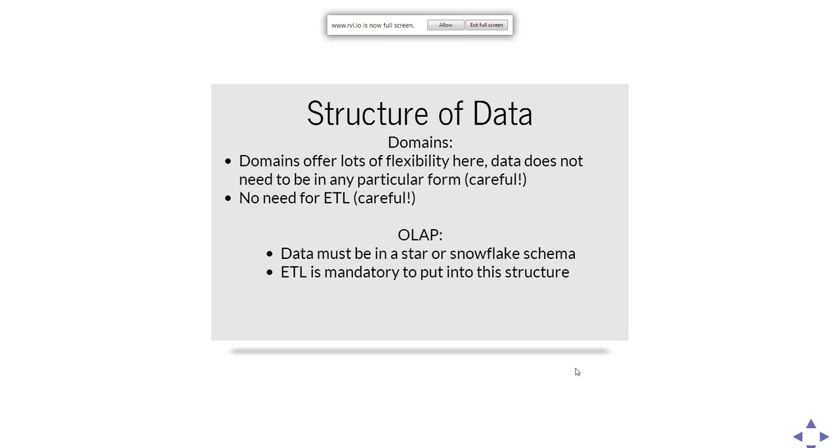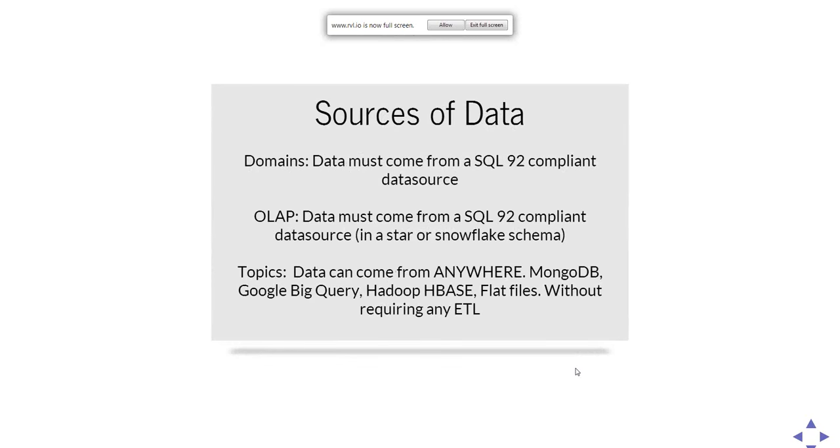Domains, as I said, don't really require a particular structure like OLAP with fact and dimension tables, etc. There is no need for ETL, but in general I have seen people do OLAP against their transactional environment. This is certainly possible, but people do tend to ETL it out into a separate data source. And you can see there, this is some things I was alluding to earlier. Domains come from any SQL 92 data source. OLAP needs that sort of data source as well as a star or snowflake schema. And topics pretty much come from anywhere without requiring ETL.